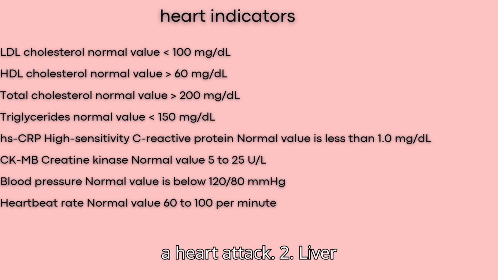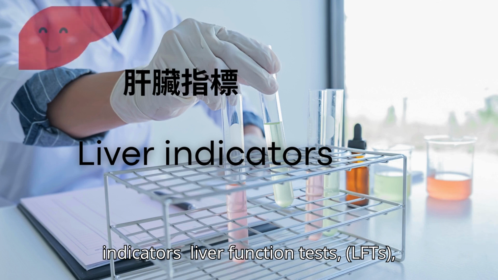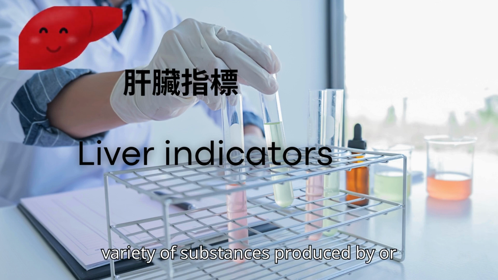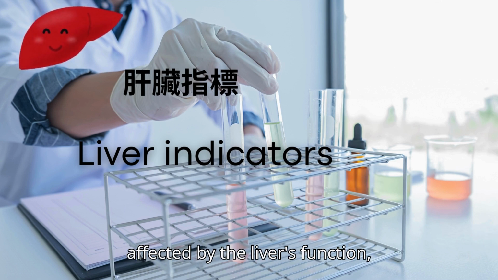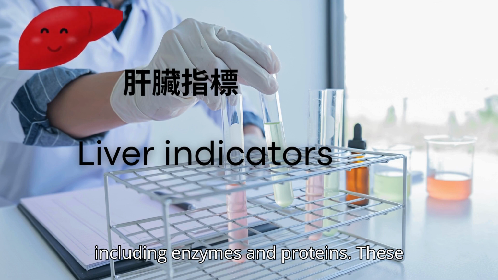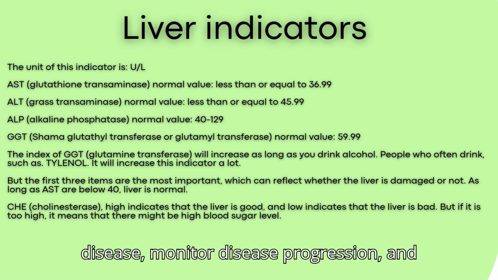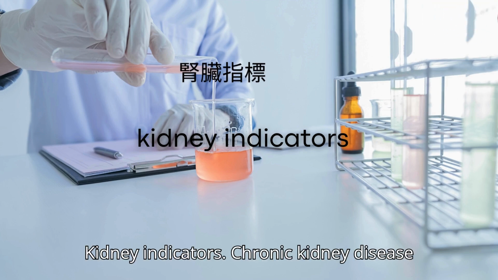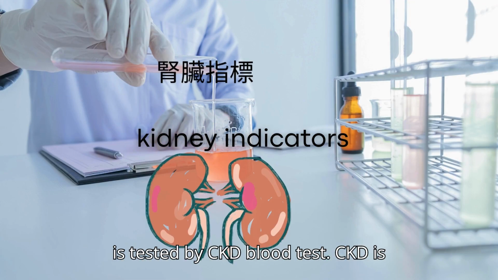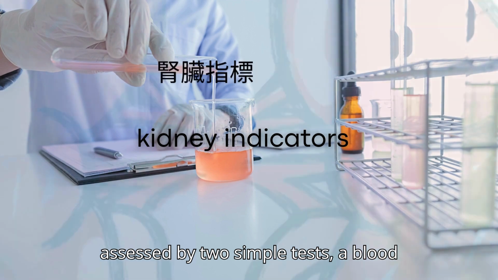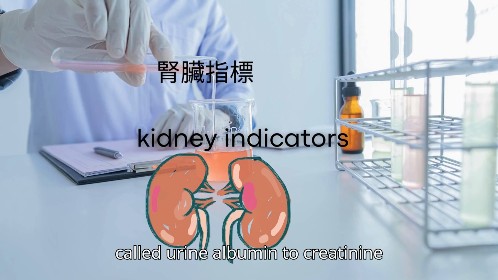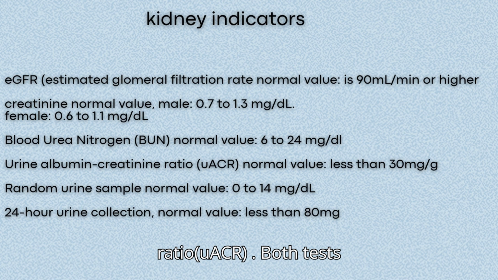2. Liver indicators. Liver function tests, LFTs, are a group of blood tests used to assess the health of the liver. They measure a variety of substances produced by or affected by the liver's function, including enzymes and proteins. These tests help doctors diagnose liver disease, monitor disease progression, and evaluate treatment efforts. 3. Kidney indicators. Chronic kidney disease is tested by CKD blood test. CKD is assessed by two simple tests: a blood test called estimated glomerular filtration rate, EGFR, and a urine test called urine albumin to creatinine ratio, UACR. Both tests are needed to get a clear picture of the health of your kidneys.